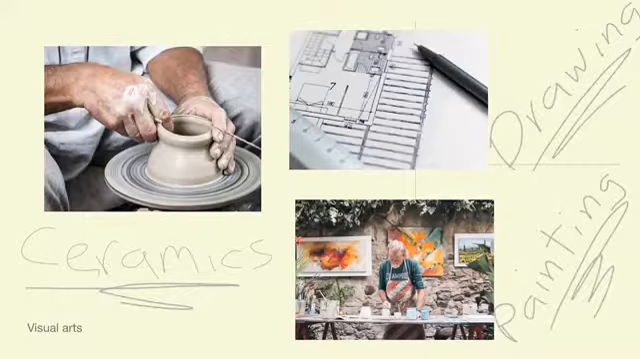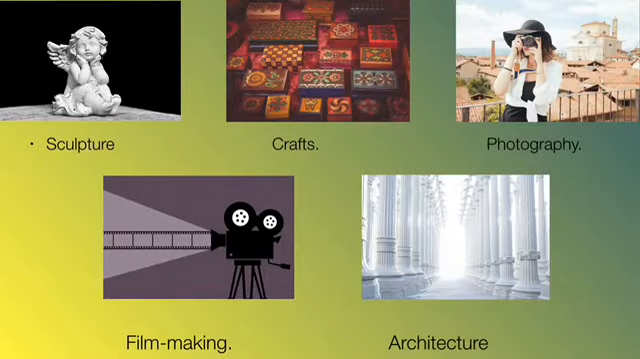Well, here we have a certain vocabulary like ceramics, drawing, painting, which are some of the most typical kinds of visual arts, and we will see a little bit more of this kind of vocabulary. Next, another ones we have, for example, the sculpture, we have crafts, photography, filmmaking, and architecture. Also, we can add some others like, for example, video, but remember, these are just visual arts. We are not including literature or other kinds.